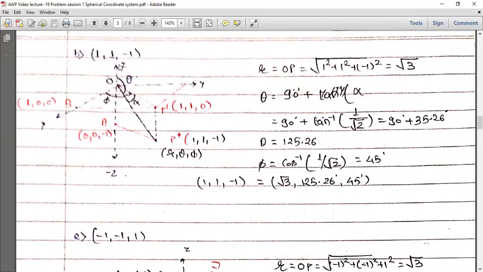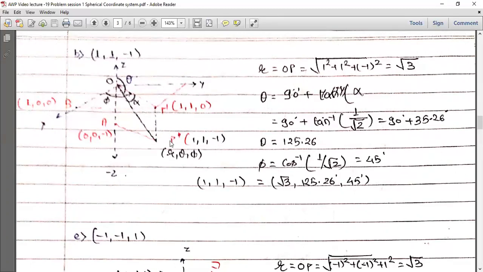The point P is having coordinates positive x, positive y, and negative z. So it will be somewhere in this particular region. So we consider the point P here. This is the position of point P with coordinates 1, 1 and minus 1, and we have to find the equivalent coordinates in the spherical coordinate system.